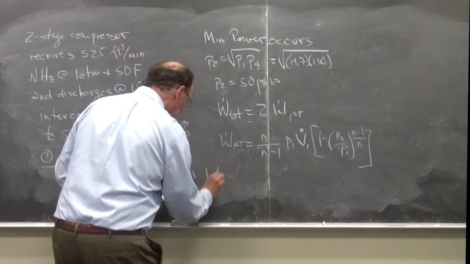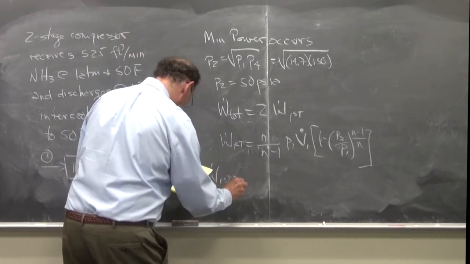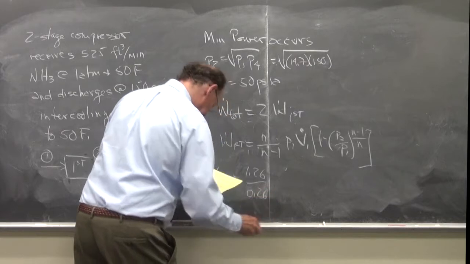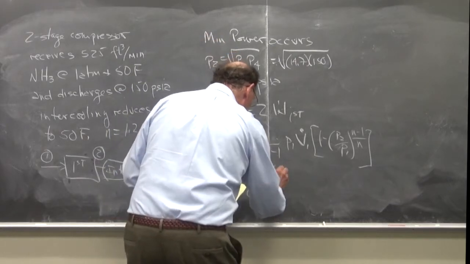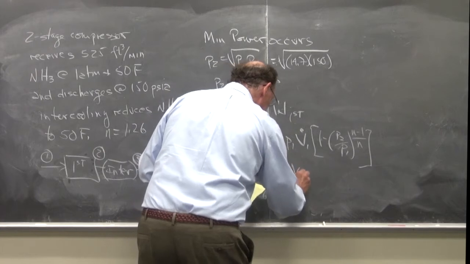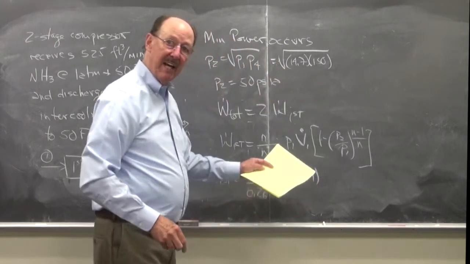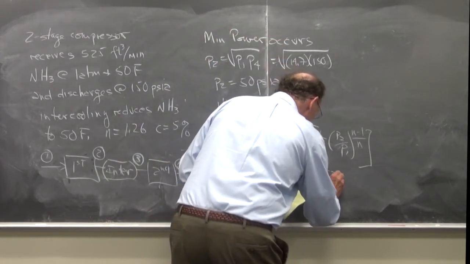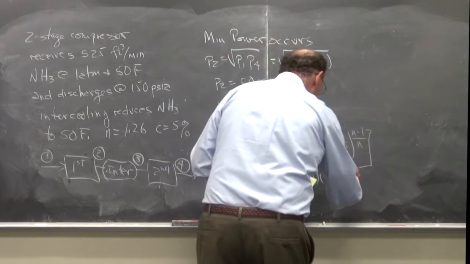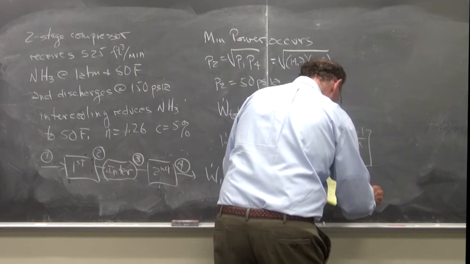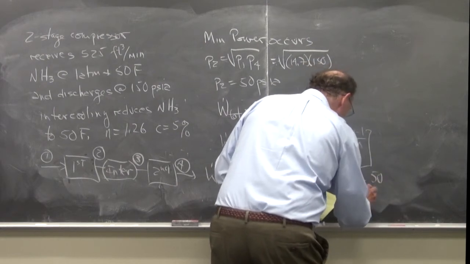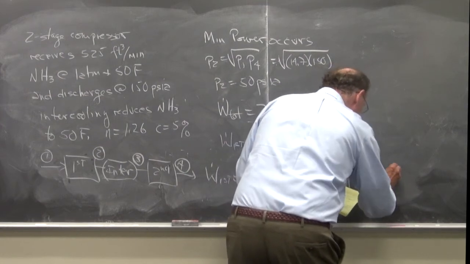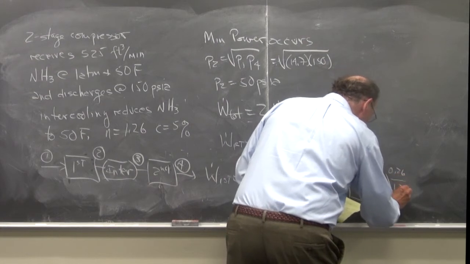So this is 1.26 over 0.26 times 14.7 times 144 square inches per square foot. So we have that to convert this to pounds force per square feet, times 525 times 1 minus 50 over 14.7 to the 0.26 over 1.26.